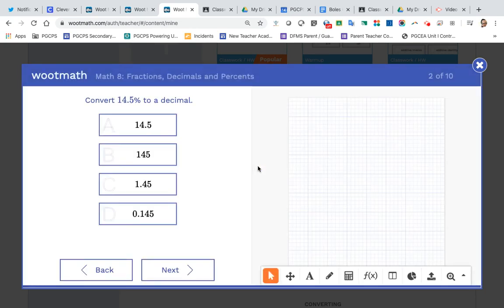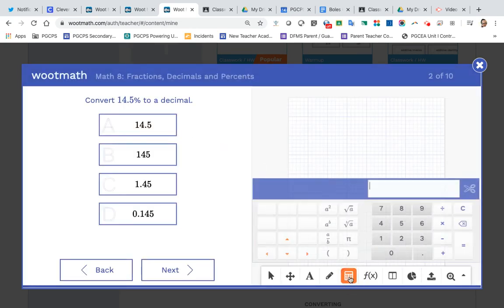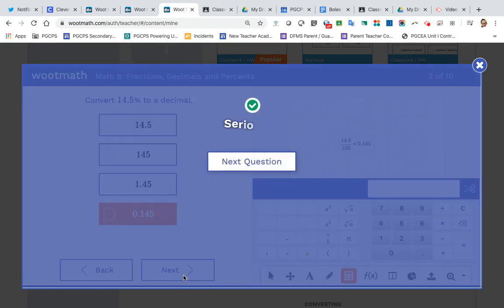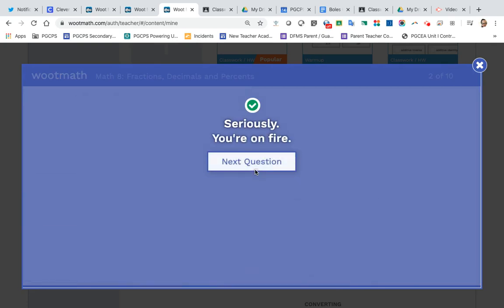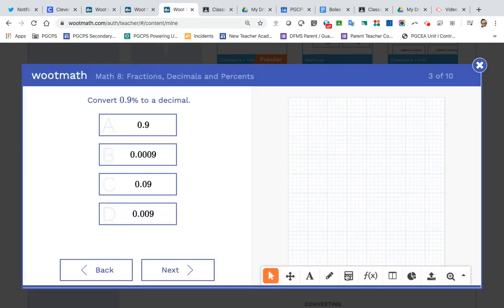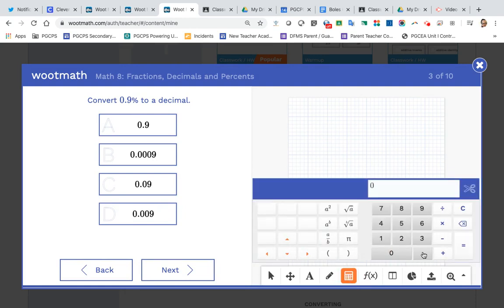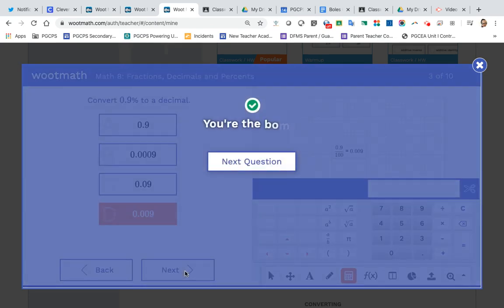Next, I do 14.5% as a decimal. So what I'll do is get 14.5%, which means divided by 100. So I'm going to select this answer. Now I got 0.9. I'll put 0.9 divided by 100. I got 2 zeros in front of it, just like this one. That's it.